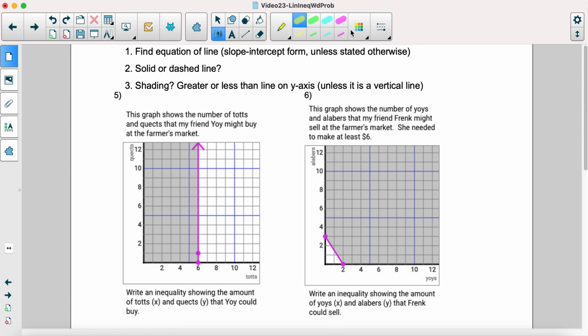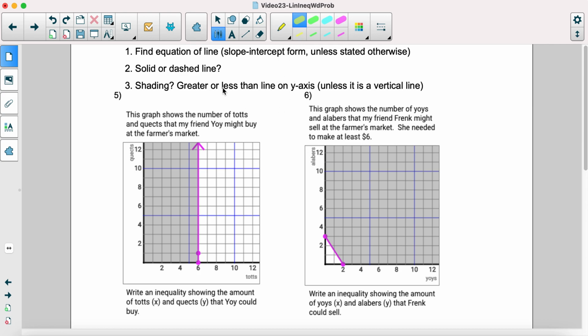The reason why I like using this method, the 3 steps, is because it's pretty reliable, and it'll get us the correct inequality almost every time. The only notable exception is when we have a vertical line that acts as the border between the shaded area and the unshaded area. And we'll see that exception with number 5, the first example we look at here.